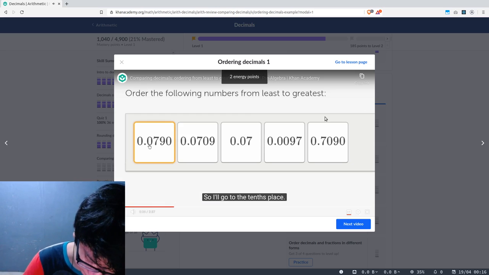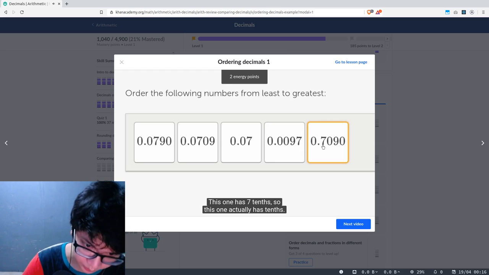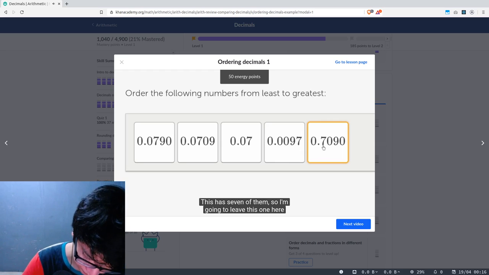Yeah, it's place. So this one right over here has 0/10. This has 0/10. This has 0/10. This one has 0/10. This one has 7/10. So this one actually has tenths. This has 7 of them. So I'm going to leave this one here as the greatest. We're ordering from least to greatest.